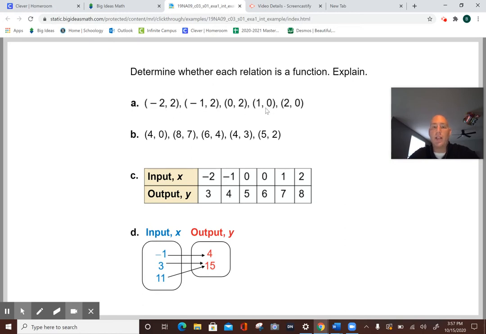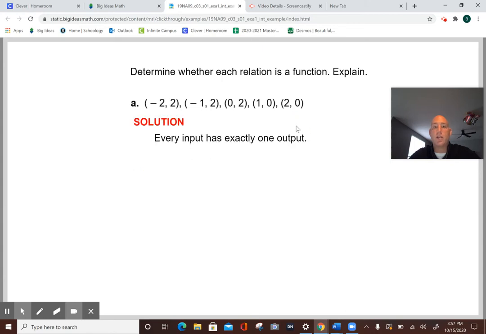So when I look at these, this is a function. I don't care if I get 2 out over and over again. It does not matter. The only thing that matters is, does the input have one output? And that is your explanation. Yes, this is a function because every input has one output.